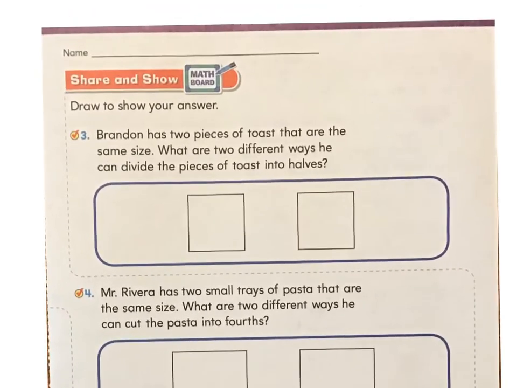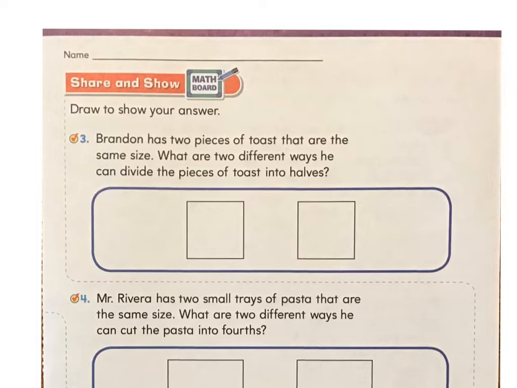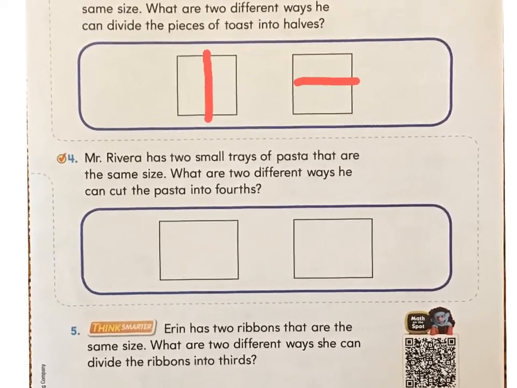Question 3 reads, Brandon has two pieces of toast that are the same size. What are two different ways he can divide the pieces of toast into halves? This one probably didn't take you very long to figure out. First one in halves and the second one in halves. Did yours match mine? Let's take a look at number 4.